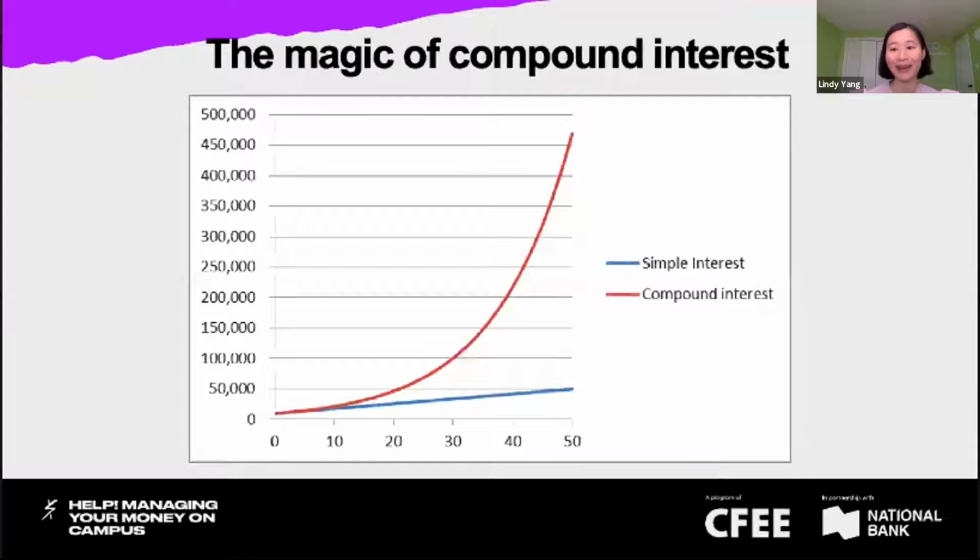As you saw in the video, the magic of compounding refers to how savings and investments can grow in value more quickly because of compound interest. If you start investing at a young age, you'll have many years for your money to grow through compound interest.